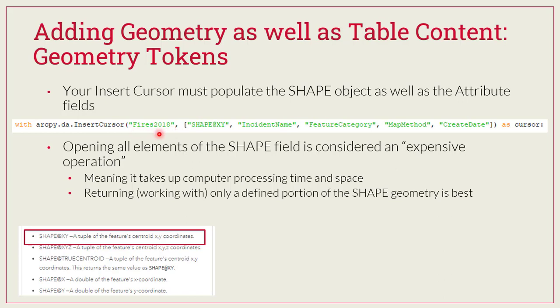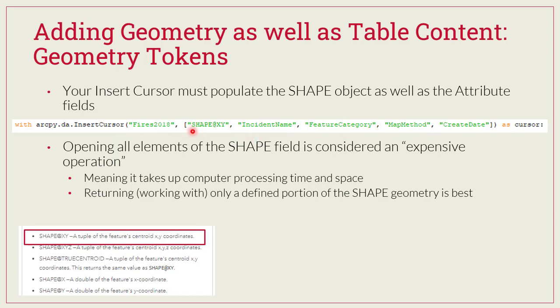So there's the in table, and then the next piece of required information was that tuple of my fields that I want to have open within the cursor. The first one is always going to be our shape object, our geometry token. And for here, it says shape at XY, so by looking at that, I know that this line of code is only going to be adding a point to the data set, an XY coordinate. And then we have 4 additional fields here that would exist currently within FIRES 2018. Incident name, feature category, map method, and create date are fields that exist in this data set that we want to have open in the cursor so that we can insert information into each of those fields.